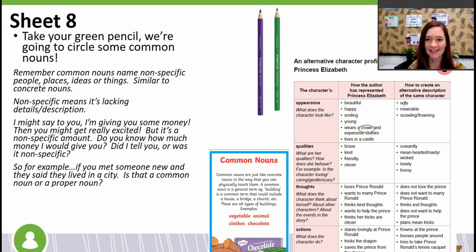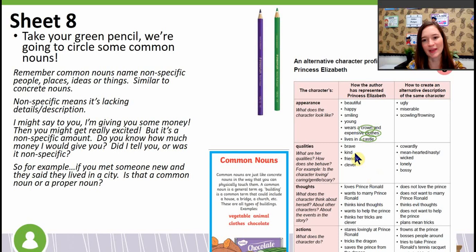So wears a crown and expensive clothes. What's the other common noun there? Clothes. Well done. Okay, what else? We've got lives in a castle. What's the thing there that you could physically touch? Castle, well done. Okay, let's go down to her qualities.